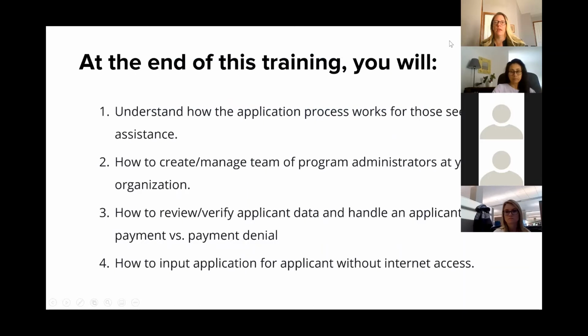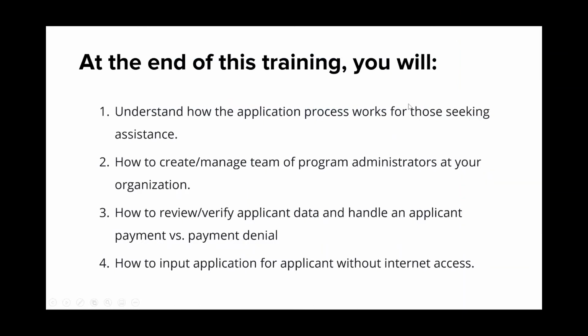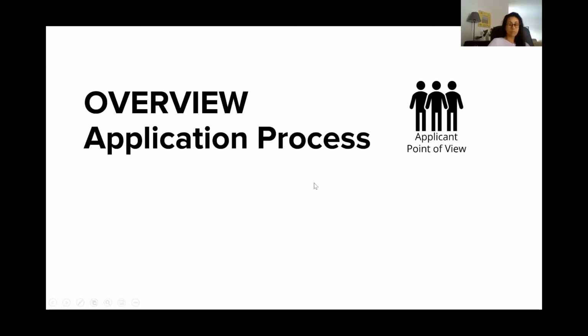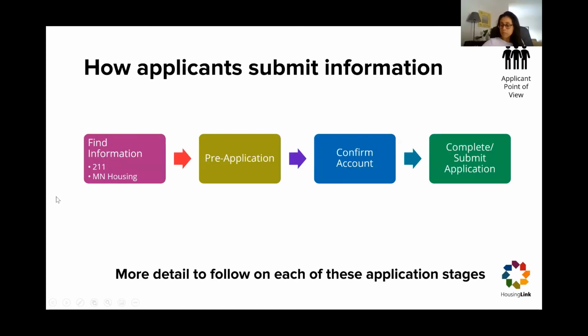The whole point of this training is to help you understand how the software, the application process, works for those seeking assistance through the COVID Housing Assistance Program, how to create and manage a team of program administrators within your organization, reviewing and verifying applicant data and how to handle payment versus denial, and how to input an application for people who don't have access to the internet. First we'll walk through the process from the applicant perspective, so you can see the features for the applicant as they're coming to join the program.